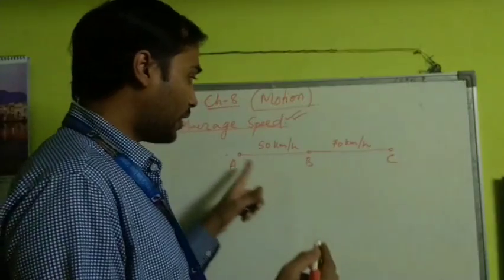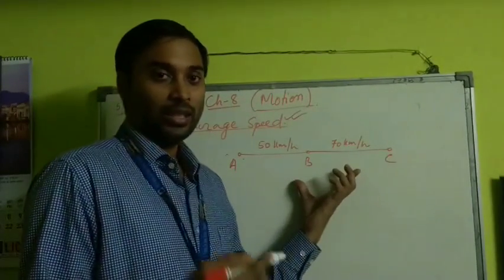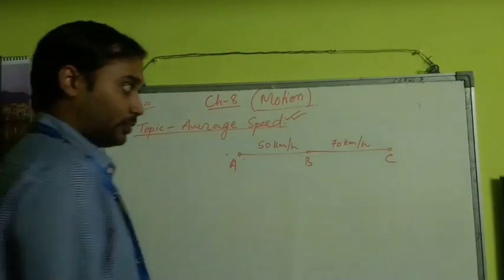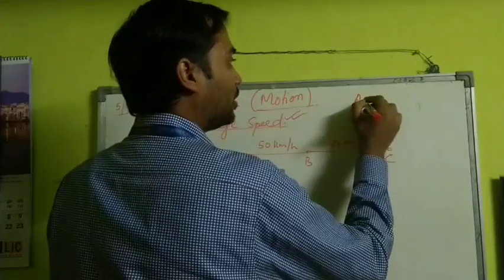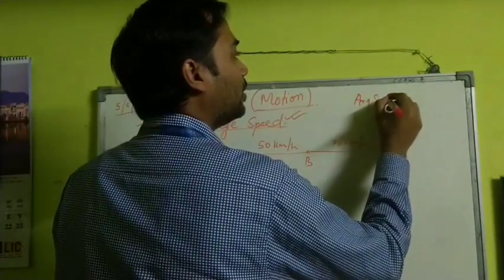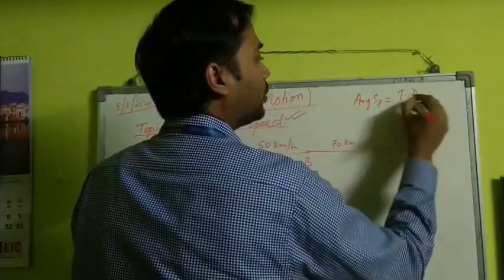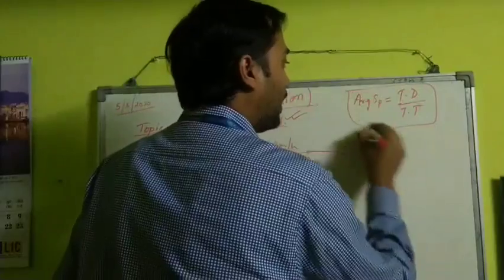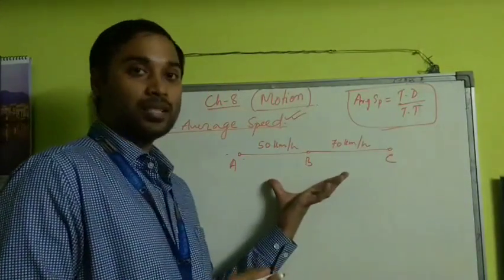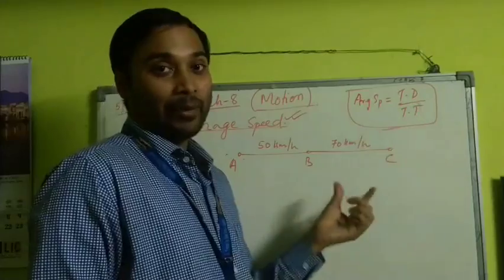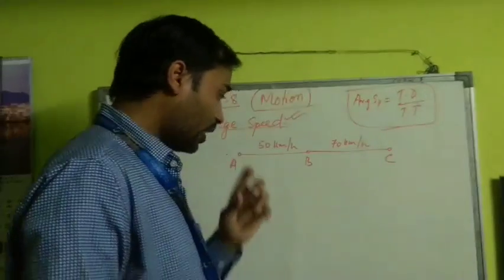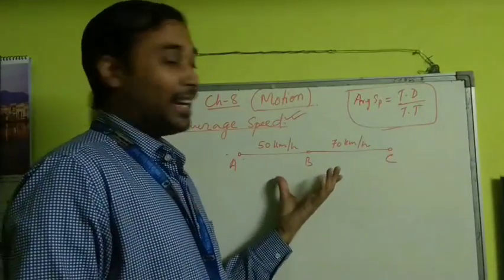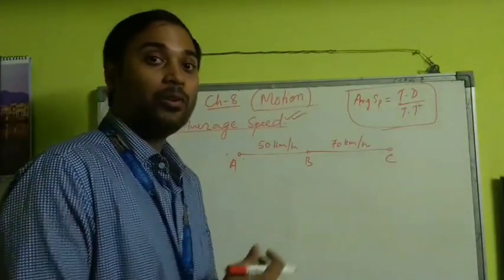Now if you are asked to find the average speed of this vehicle, how will you find it? We know that average speed is, just write in short, average speed is total distance, which I am writing as TD, by total time. Now to apply this formula, we need to know the total distance and also the total time for this journey. Suppose you are not given the total distance and also not given the total time, then how are you going to find it?